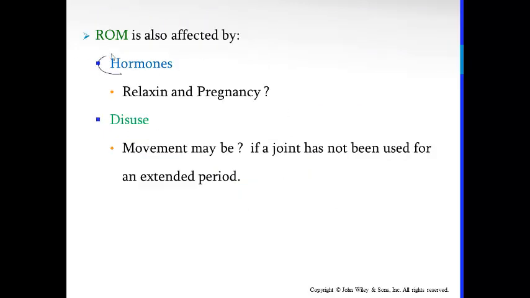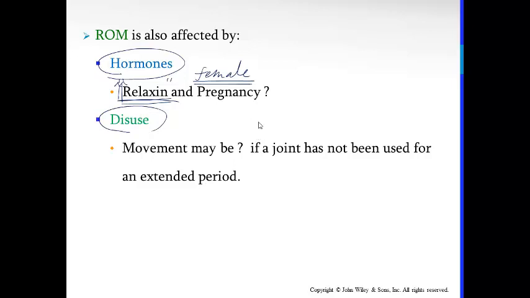Now, hormones may also affect the range of motion, especially in females during pregnancy. Towards the end of pregnancy, when they're ready to deliver, relaxin, a hormone, is released, and it makes a lot of joints more loosely fitted, to allow the baby to exit through the birth canal. Also, disuse will cause changes in the range of motion.